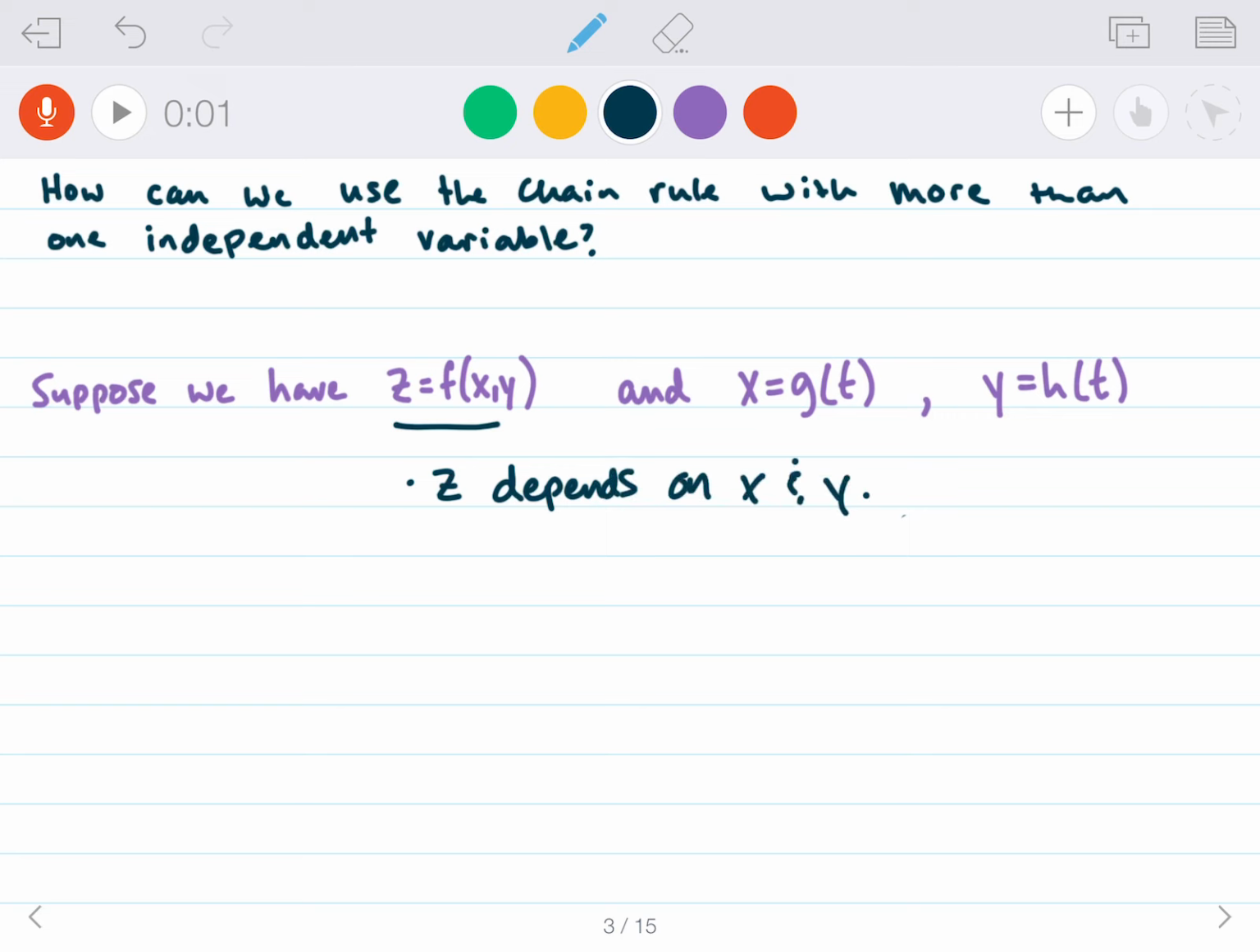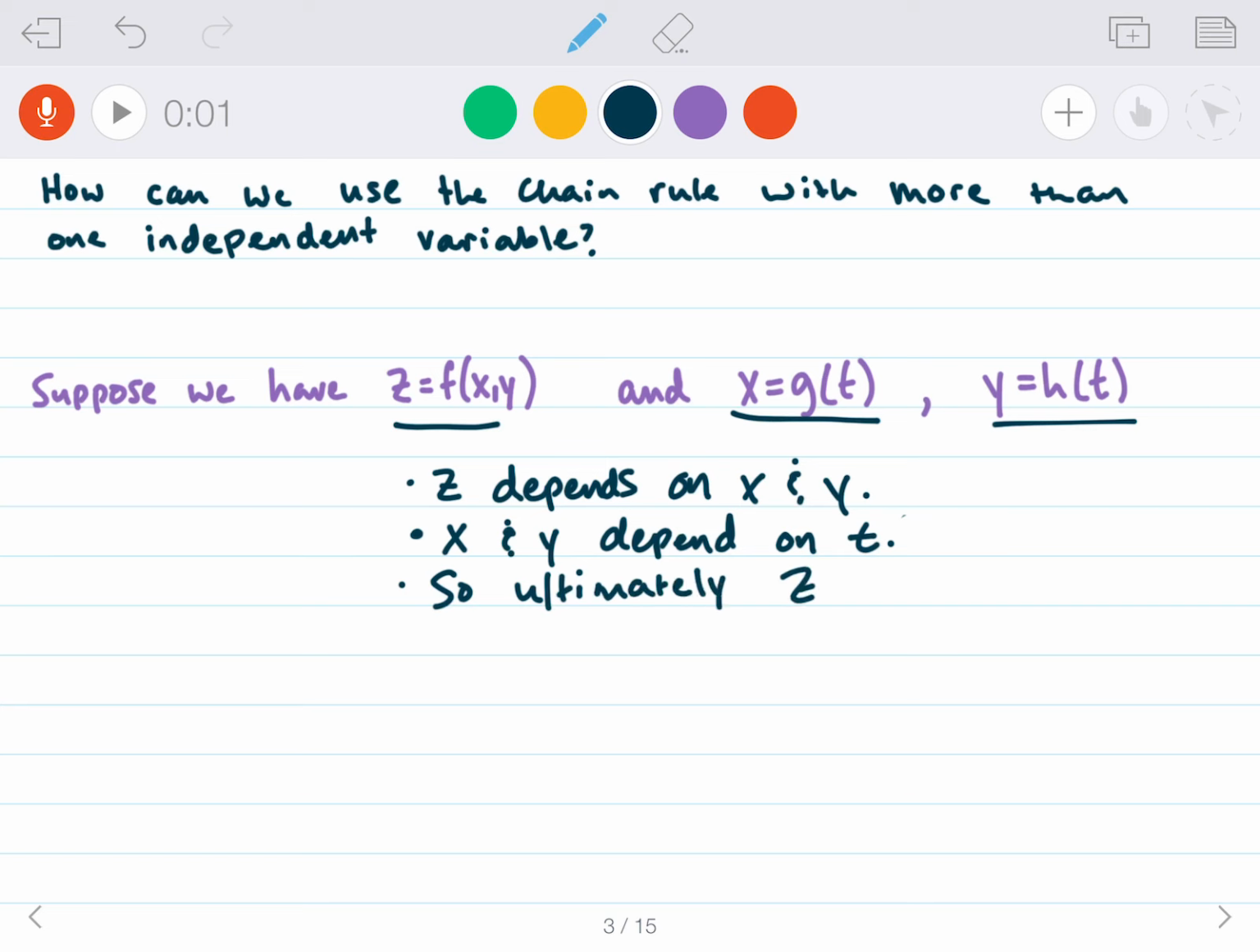Okay, and we also are given that x is equal to g of t. So x is a function of t. That means x depends on t. So x depends on t, and so does y, right? y is a function of t as well. So x and y depend on this third variable, on t. So ultimately, what does z depend on? Because z depends on x and y, and both x and y depend on t, z ultimately depends on t.